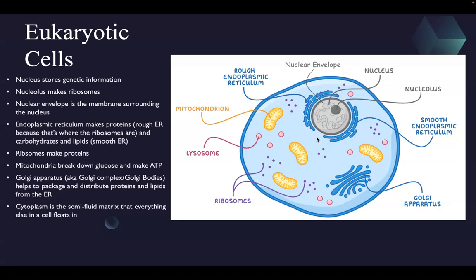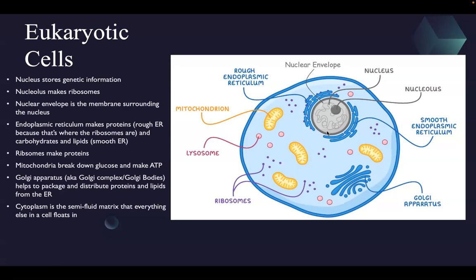Now here are more complex eukaryotic cells. We have our nucleus, where we're storing genetic information. The nucleolus makes the ribosomes. Here are our ribosomes that have been made inside the nucleolus. The nuclear envelope is the membrane surrounding the nucleus.